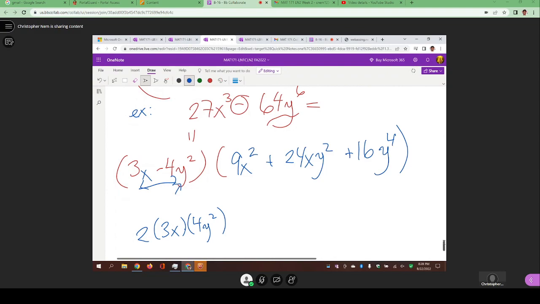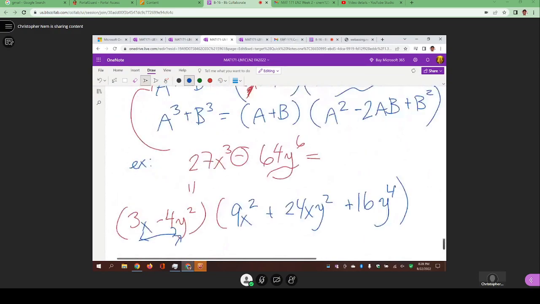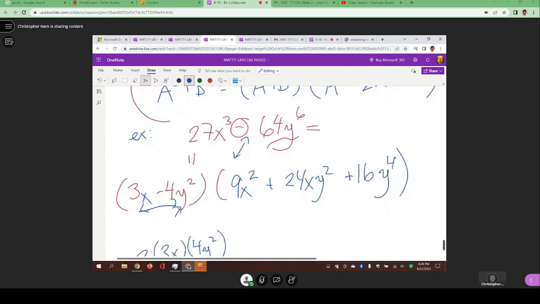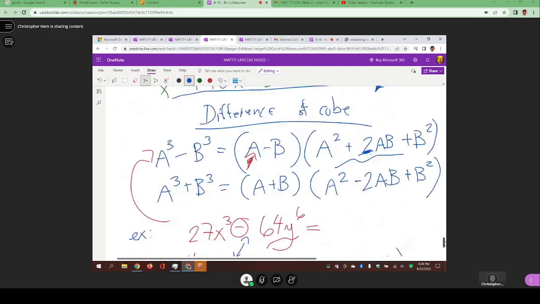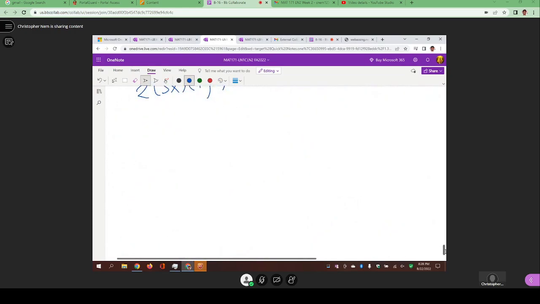Did I do it right? 16y to the 4th. Yep, y to the 4th. So that is this expression factored out. This is called difference of cubes. I just wanted to show you guys that. I'm not going to give you the reasoning. That goes into later topics, but you do need to know how to do difference of cubes, or at least recognize it at the very least. Difference of cubes and summations of cubes over there. Boom. Now we move on to the last type of factoring.